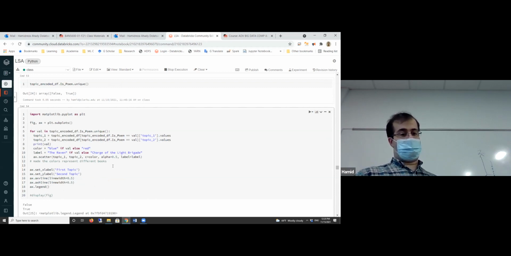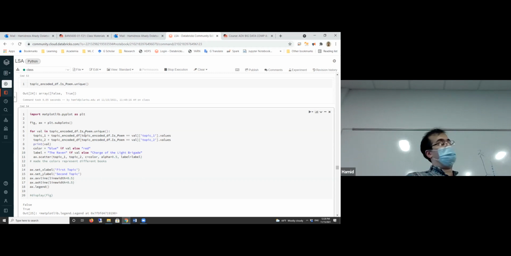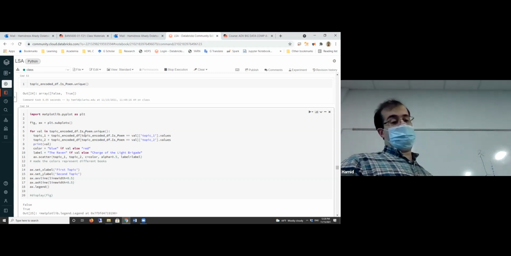Okay, so I'm looping over the values that I have in basically my label. So is poem unique just means the unique value of is poem column. The is poem column just has true or false. True means it is The Raven, which is the poem, and The Charge of the Light Brigade is the other book. So first, the value would be true.